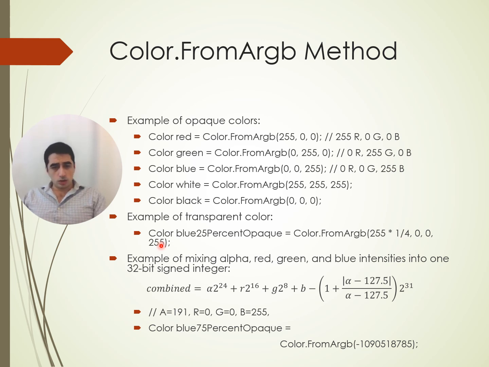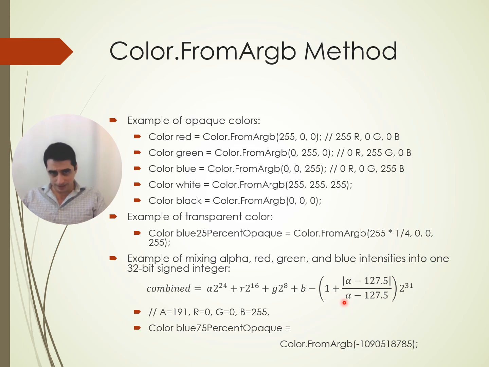If you want to use the other overloaded version of the method from ARGB that gets only one number by mixing all the red, green, blue intensity and alpha, then you have a hard time to do that, because you gotta mix all of them using this weird looking formula. This formula basically combines the four numbers in a way that they make a 32-bit signed integer in 2's complement notation.